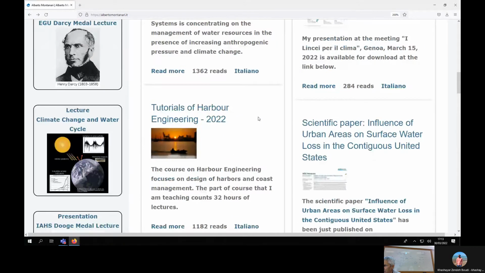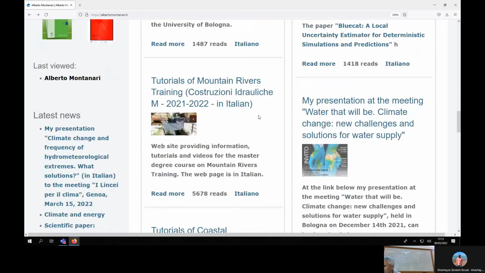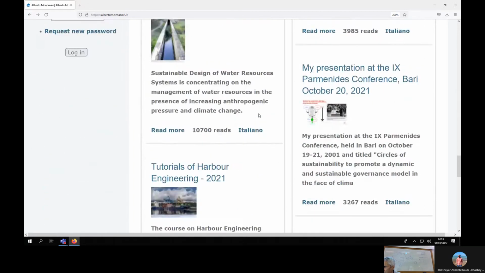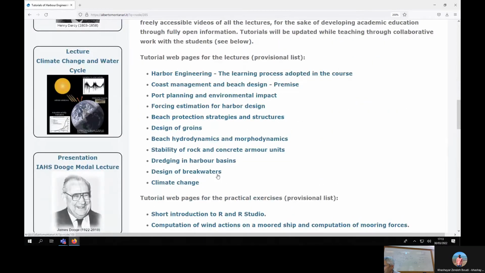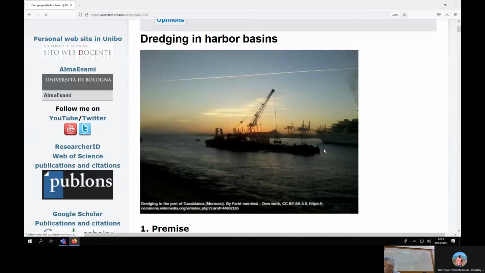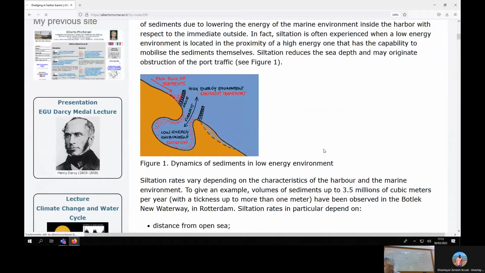Okay, now for these 10 minutes, I want to introduce dredging. I forgot the link here, so I am going to last year's page, but I will put the link soon. If you go to last year's pages, you see that there is dredging in harbour basins, which is what I want to discuss with you.